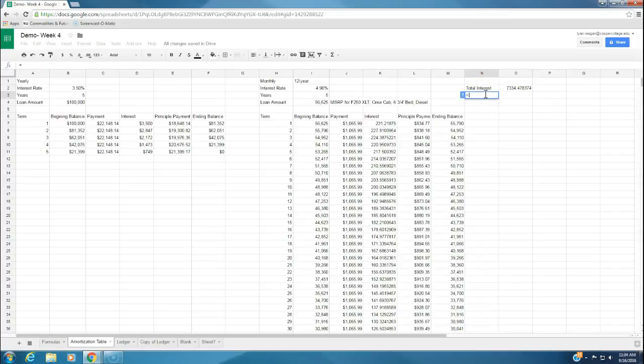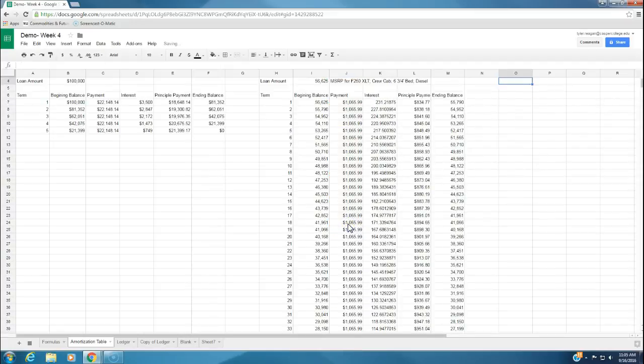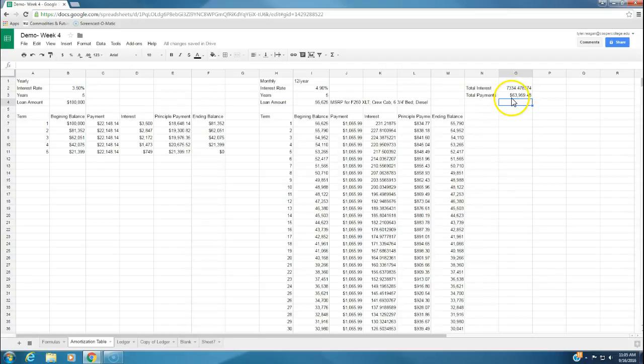So we say, well, what was the total payments? Well, the total payments is going to be equal to the loan amount plus the interest. Or you can actually come in here and you say sum, find the payment value, highlight it all the way down, close parenthesis, and we see that the total payments was $63,959.48. That is over what the original loan amount was, correct? Well, that's because of the interest.